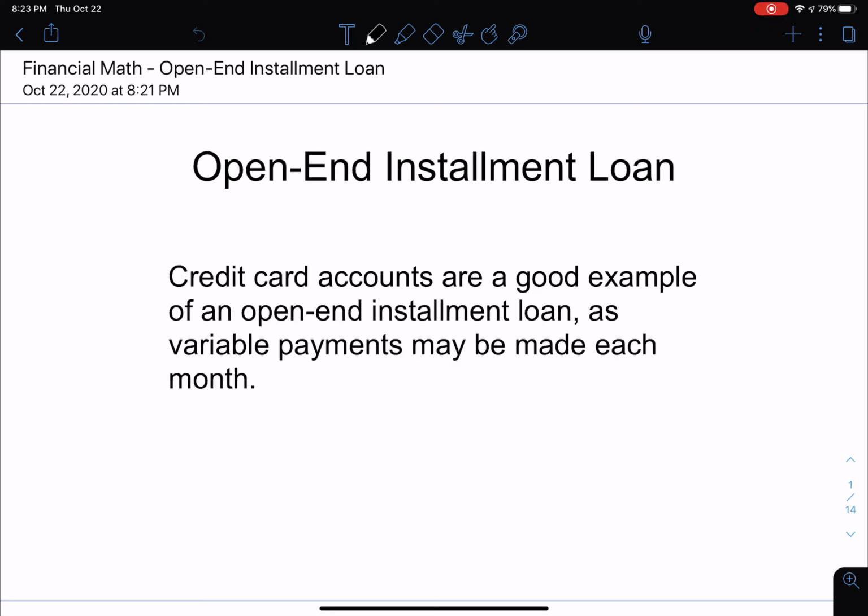Okay, we'll wrap up installment loans today by discussing open-end installment loans. A very good example of this is a credit card account. So we're going to look at a few examples dealing with credit cards and minimum payments and how they might figure out your interest, your finance charge, those kinds of things. These are good examples because variable payments may be made each month. So it's an installment loan, but unlike the previous video, where you had steady payments, the same thing each month, with a credit card, not necessarily. All right, so let's jump right into an example.